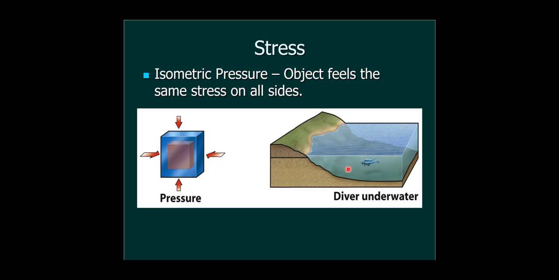If I take a balloon, and you can do this sometime if you like, take a blown up balloon down to the bottom of a swimming pool and watch what happens. It's just going to get smaller. It's not going to get flatter. It's just going to get smaller. So that's called isometric pressure.